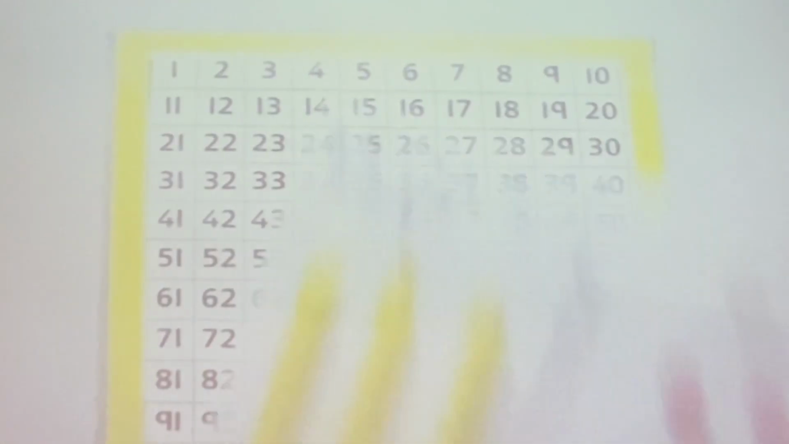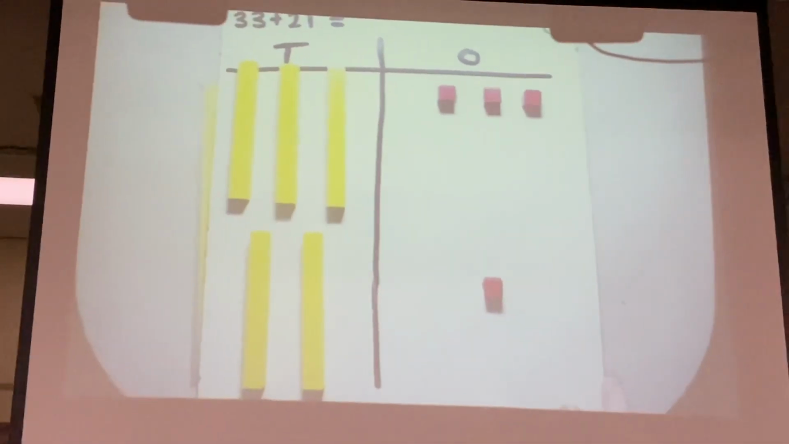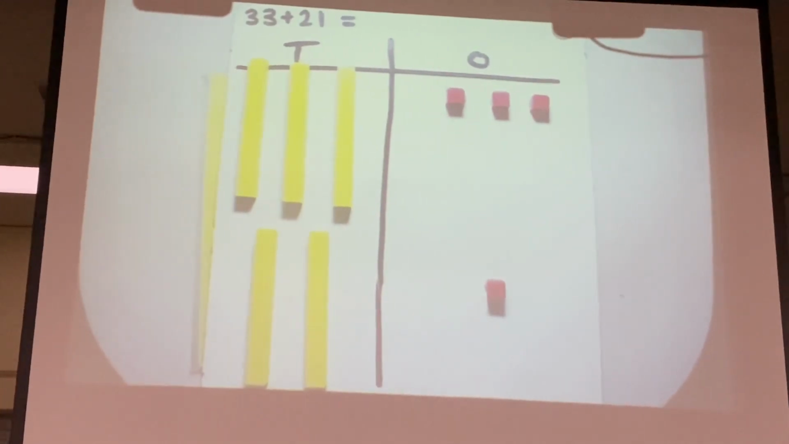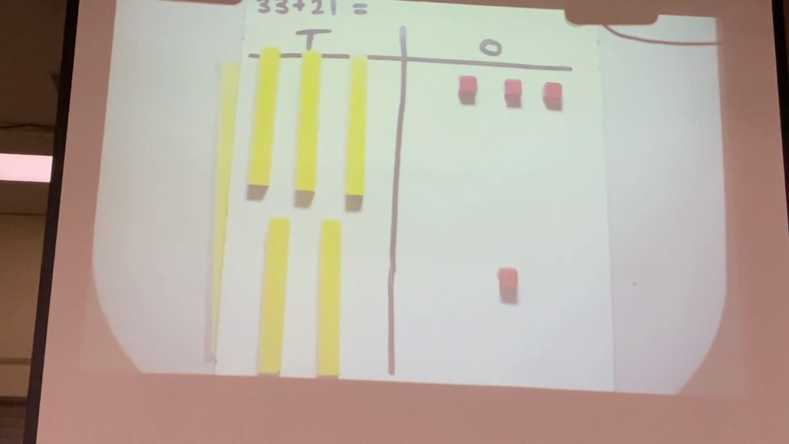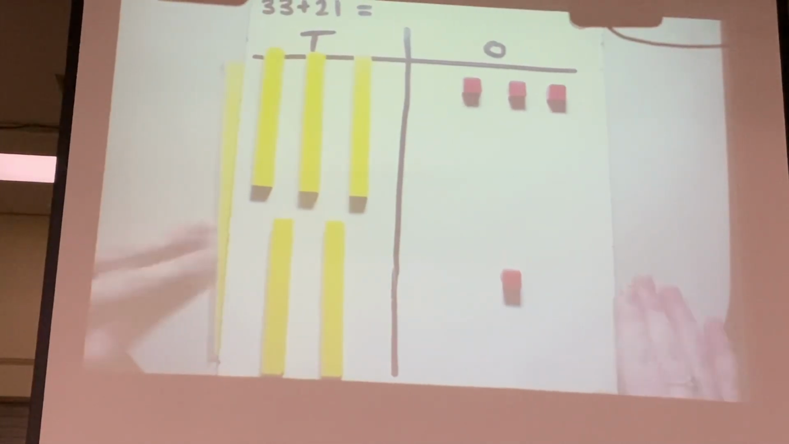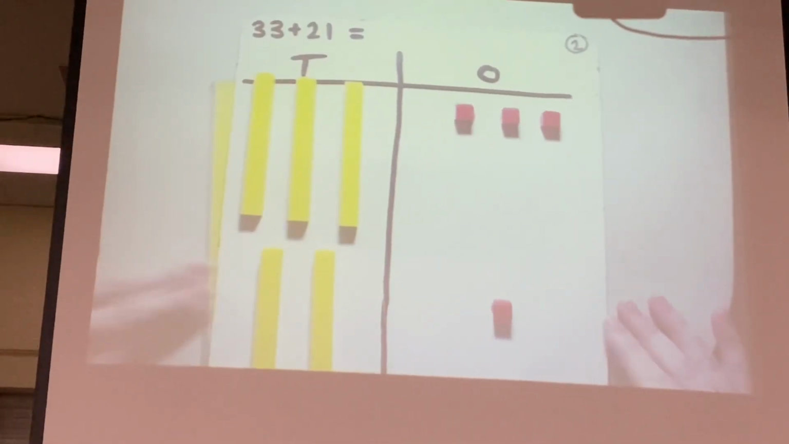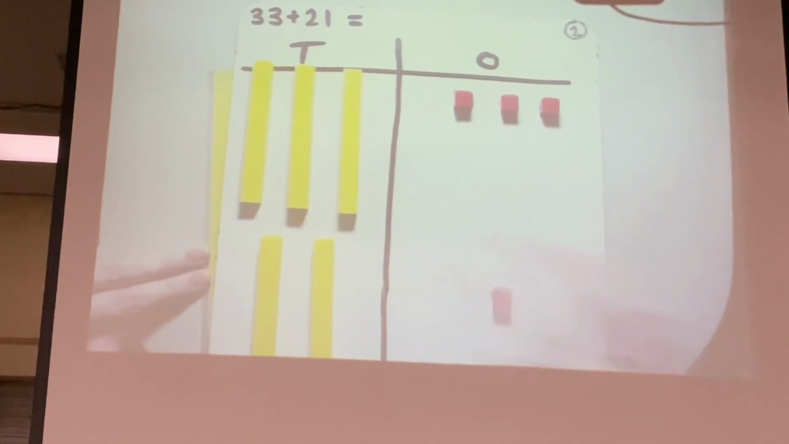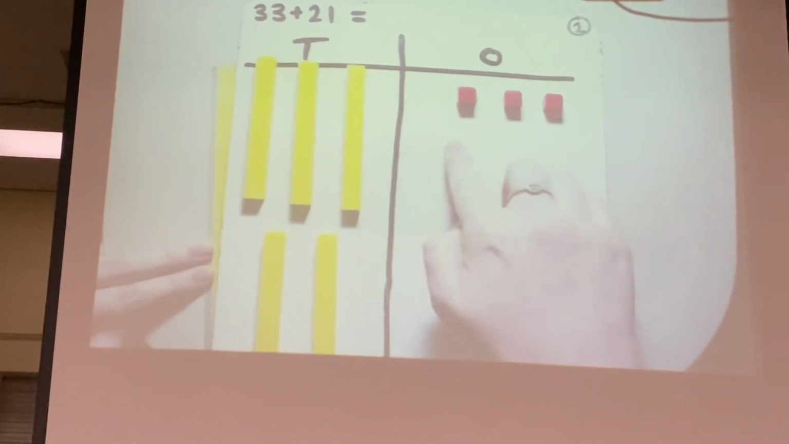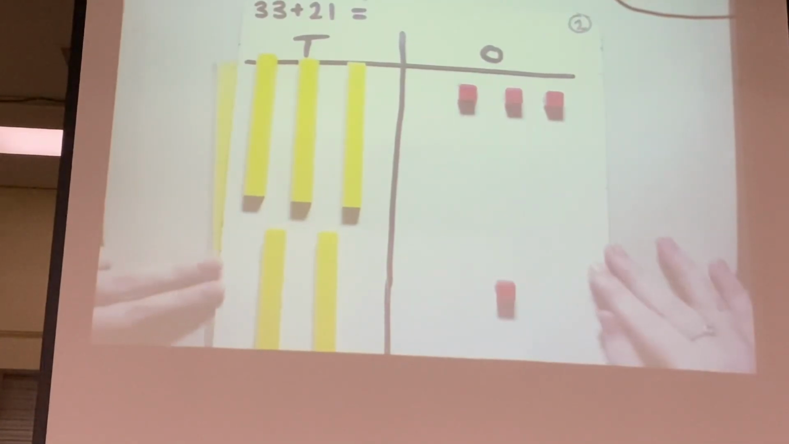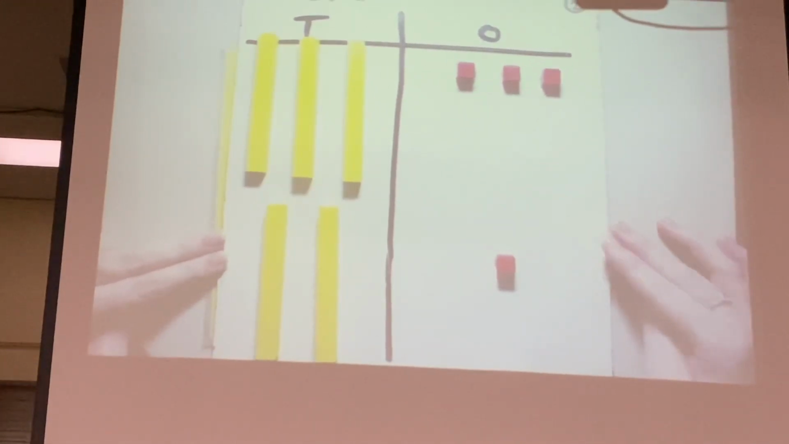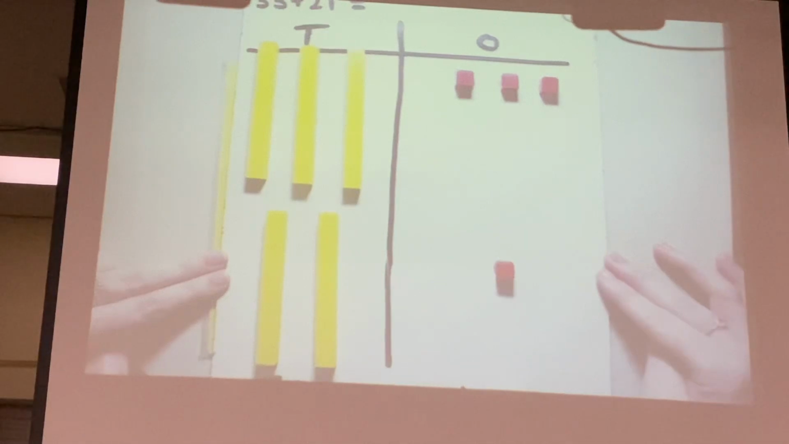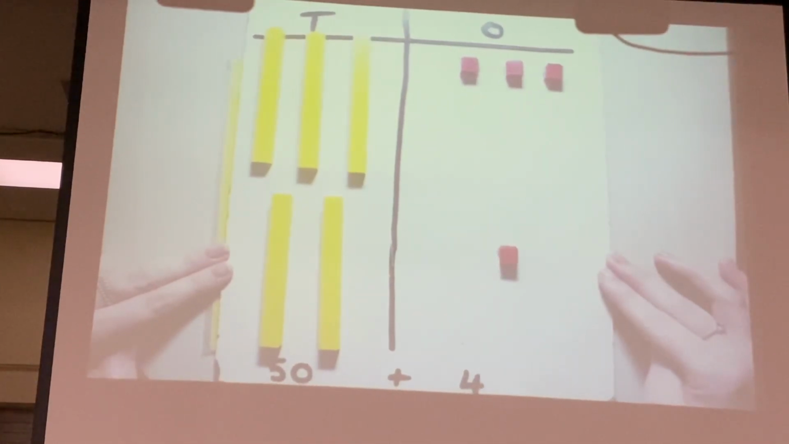I've also got one here with base 10. The children are more familiar with the term tens and ones, the 10 stick being the orange, the yellow stick, and the red ones. So here is the 2-digit plus 2-digit question. 33, 10, 20, 30, 1, 2, 3, and we're adding on 2 tens and a 1 from my 21. Again, it's the same concept, but we would start thinking about adding the ones together first.